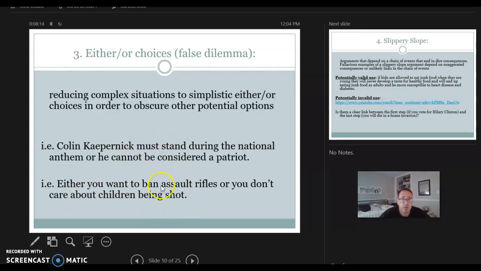My second example: either you want to ban assault rifles or you don't care about children being shot, right? There's some people who want to have assault rifles legal and care about children being shot. It's not that black or white. It's not an either-or choice. There's a lot of people in the middle, but when you force people to take these stands, you turn a very complex issue into a black or white choice, and you force your reader or your listener to automatically side with one camp or the other.